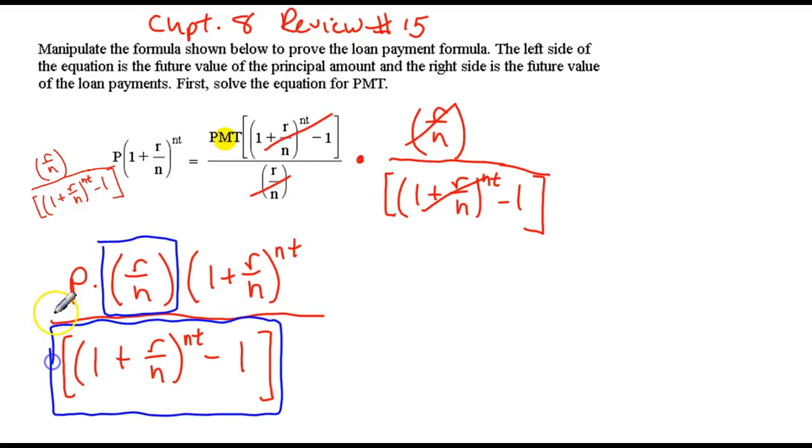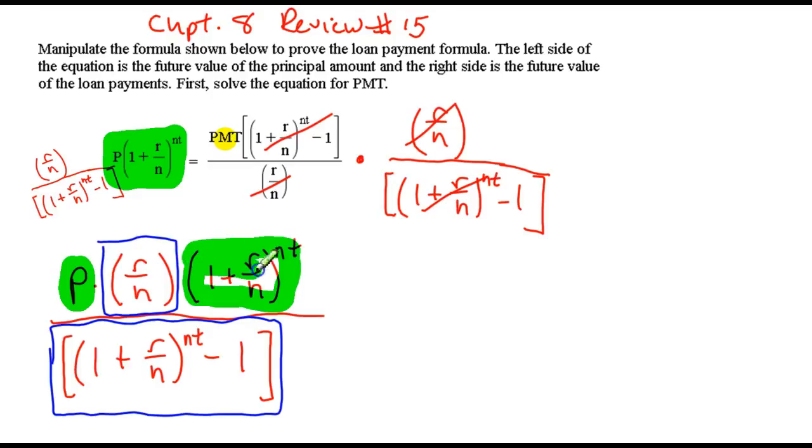Okay, but just notice what I want you to see here. This is what was there to begin with. And there it is, there's the P, there's the 1 plus r over n to the nt power. So that was there to begin with. And what we just brought in was this r over n that we put in the top right here, and then all this down in the denominator that we put down there. Okay.